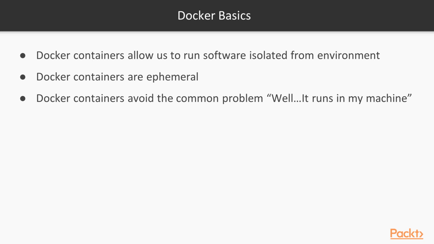So a little bit of Docker. Docker containers allow you to run software isolated from the environment. Docker containers are ephemeral. This means that if you destroy a Docker container and start it again, it will behave exactly the same. Docker containers avoid the common problem, well, it runs on my machine. This is excellent, especially with cloud deployments, because with Docker you can be sure that a container running on a Windows machine, Mac machine, Linux machine, or on AWS will run exactly the same. This avoids the problem where you run an application locally and it works, and then when it's deployed to production it doesn't work because some environment variable is wrongly defined or some library doesn't match. This is one of the main reasons I love Docker.